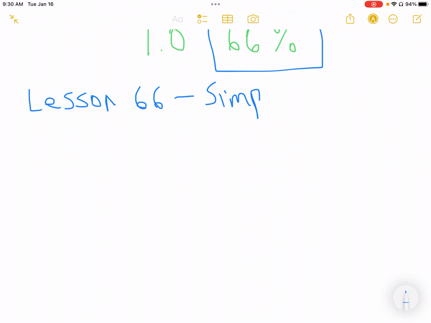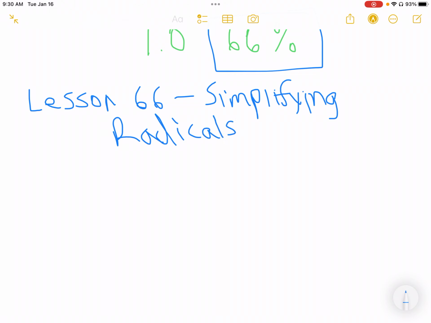Simplifying radicals and roots. Okay, so I want to think about perfect squares. This is where perfect squares come back in, right?